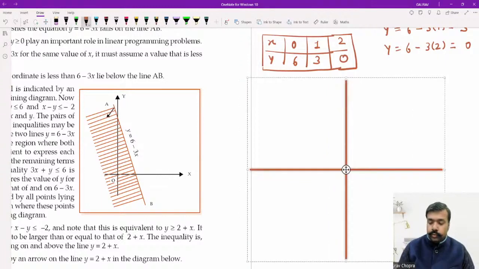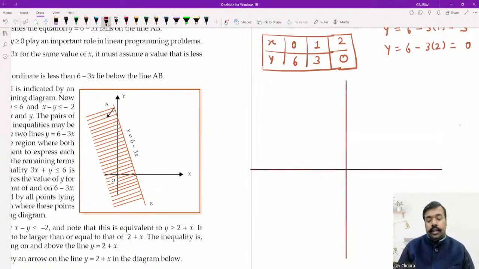Now we can mark the numbers which are required here. What is the requirement? We require 0, 1, 2, 3, 4, 5, and then 6. So these are the required numbers. And on the y-axis also, we require 1, 2, 3, 4, 5, and 6. All right. Now we have to plot.